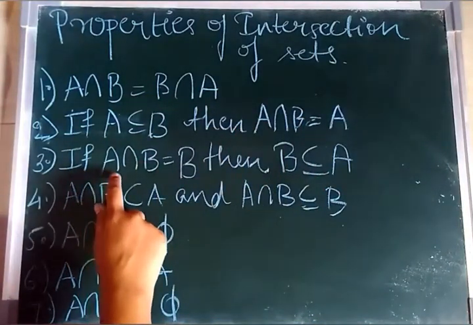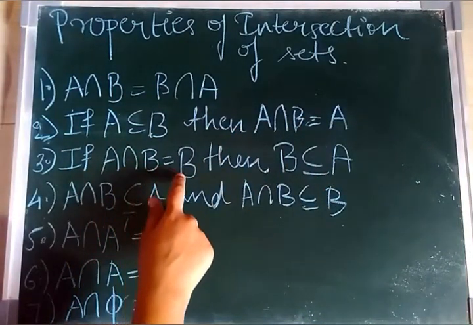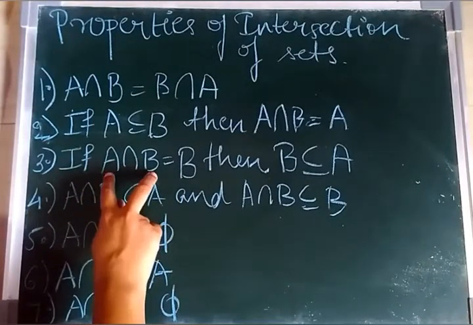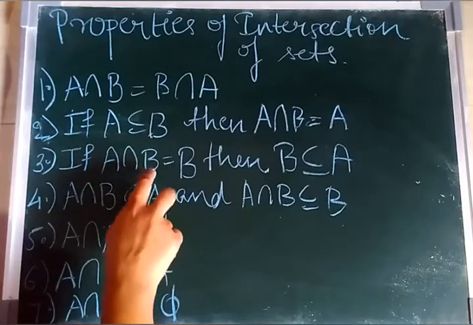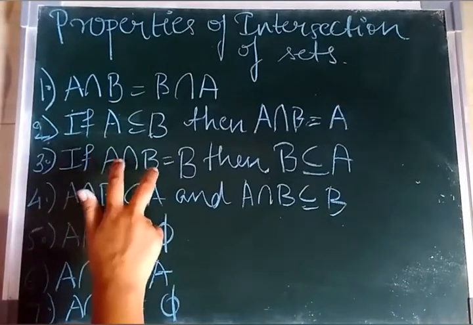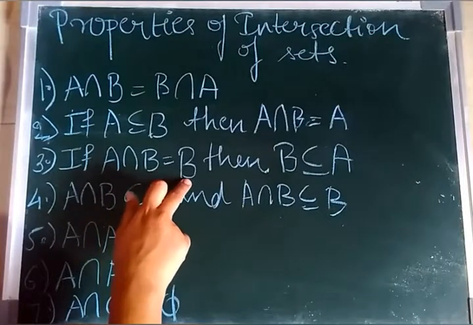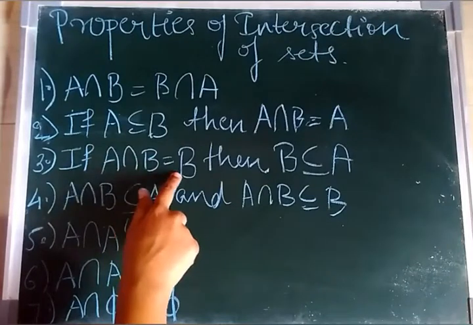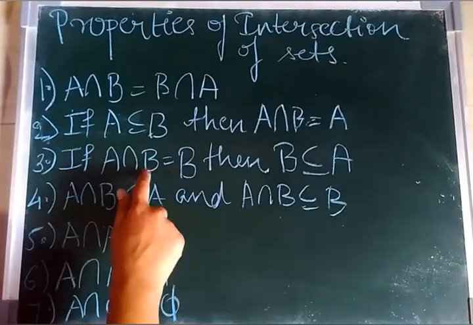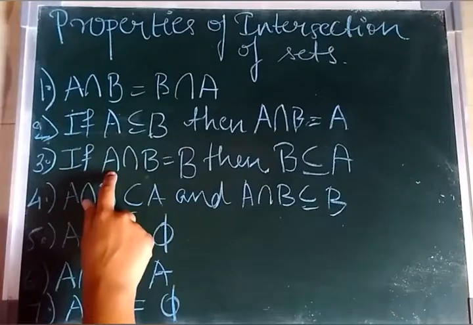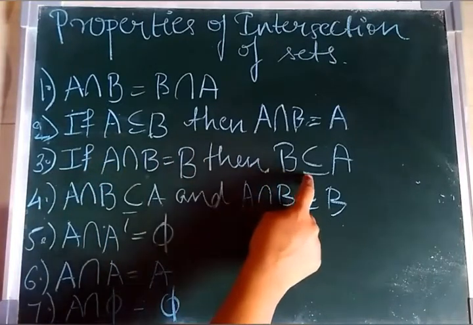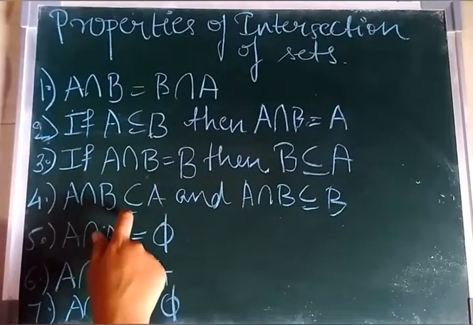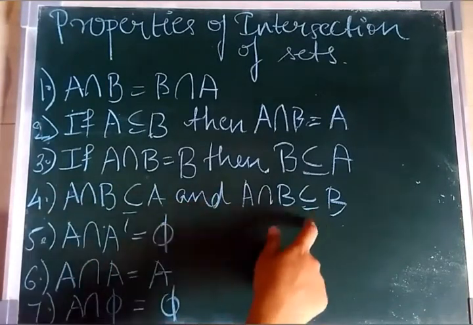The third property: suppose A intersection B is equal to B. The intersection of two sets is the same as one of the sets. That means the elements common to A and B is the whole set B. That means all elements in B are common to A, so all elements in B are in A. That means B is a subset of A. Then A intersection B is a subset of A and A intersection B is a subset of B.